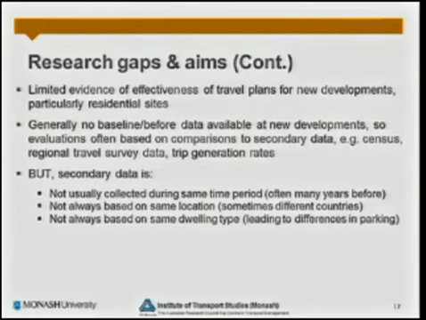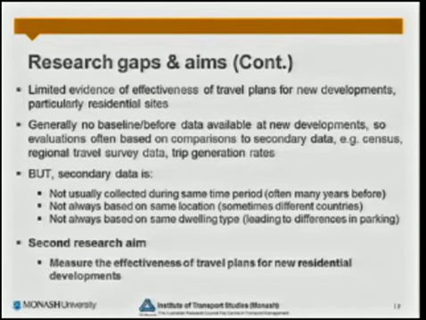apartment developments. But we felt this was an important enough issue that we wanted to undertake some work in this area. So the secondary aim of this study was to try and measure the effectiveness of the travel plans at new residential developments. And the remainder of my presentation is going to focus first on assessing the quality of travel plans from a sample of travel plans in Victoria, and then we'll move to look at how we tried to measure the effectiveness of the travel plans at a number of sites.